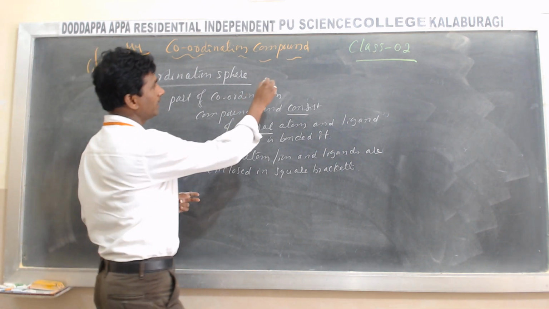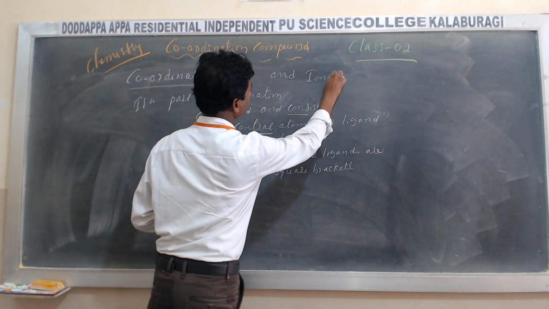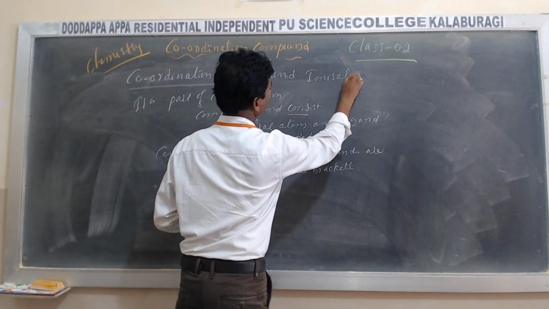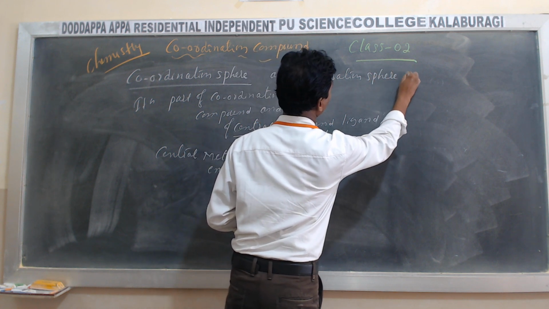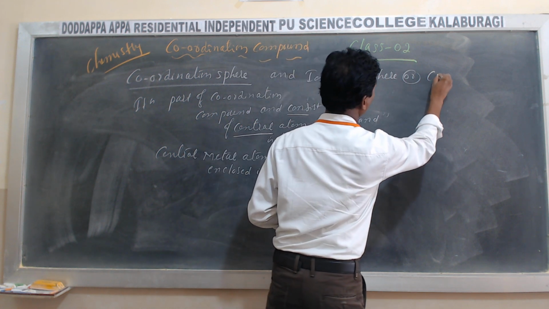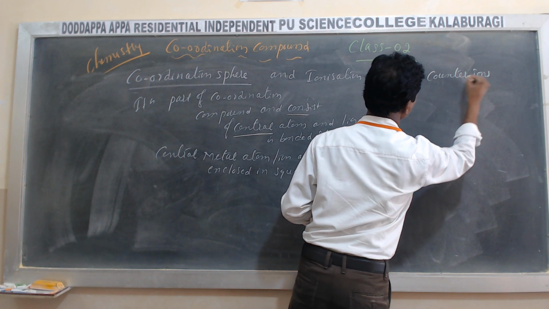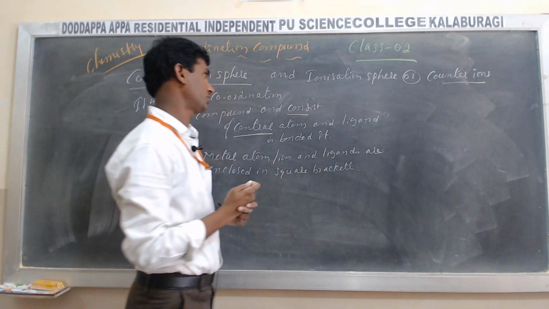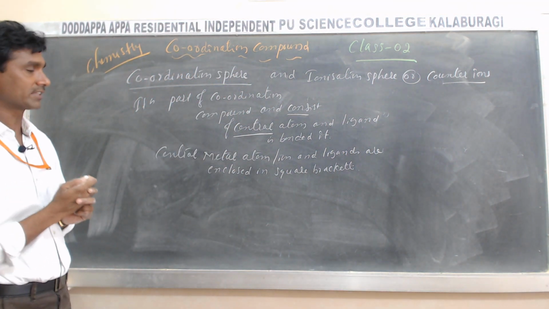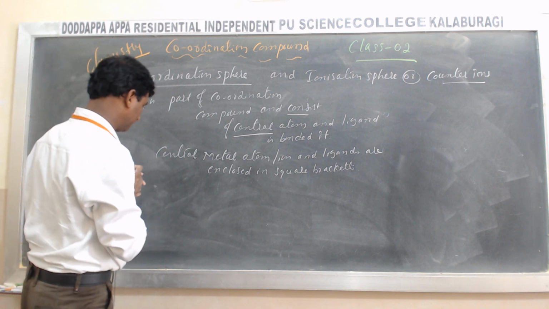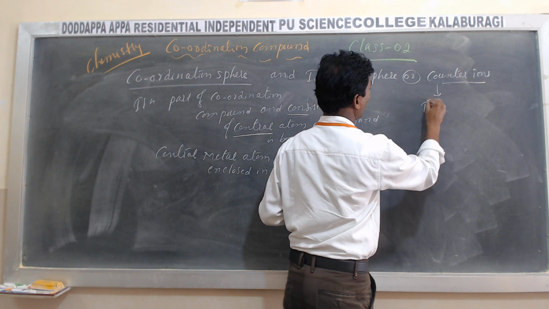And next, one more I can discuss here is the ionization sphere. This ionization sphere is also called counter ions. Ionization sphere is called what? Counter ions. Is it correct or not? Yes. So first I can write here: what is this counter ion? It is an ionizable group.